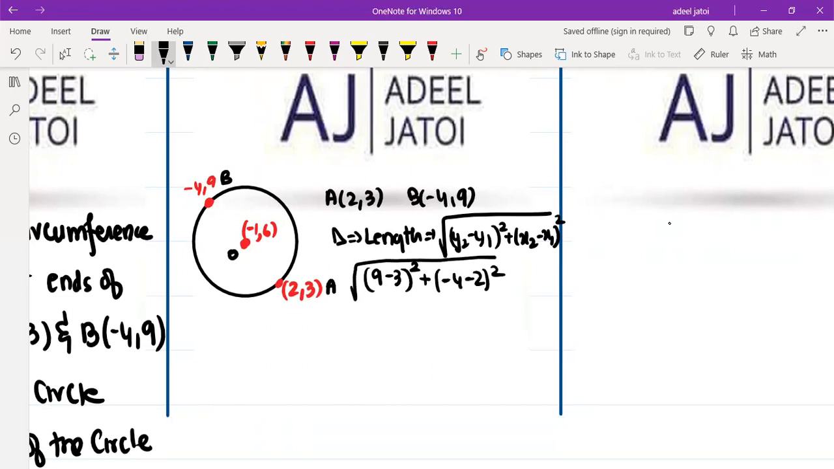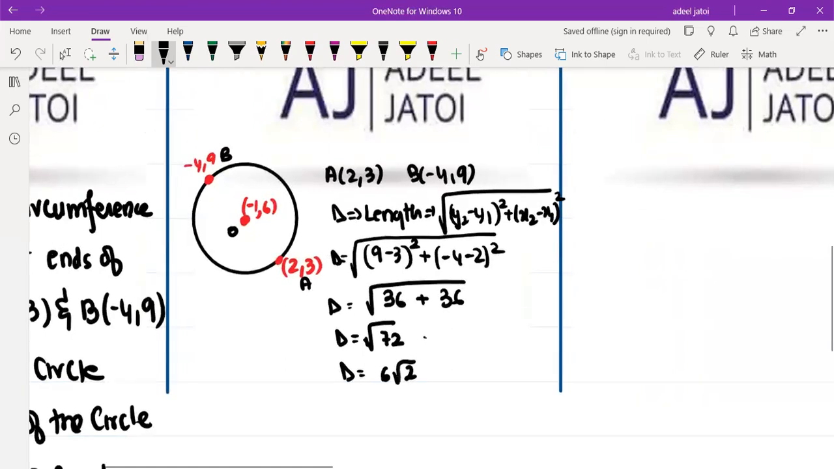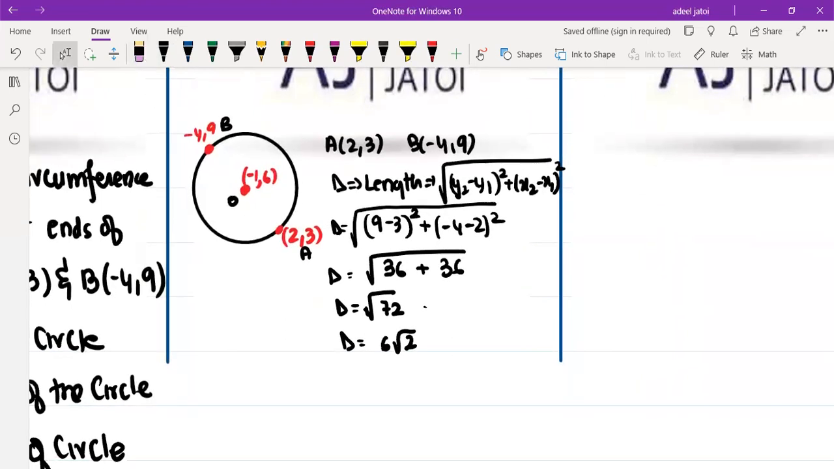9 minus 3 is 6. 36 plus 36, which means we have what? Under root 72. So your distance will be under root 72, and 72 can be written as 6 under root 2.